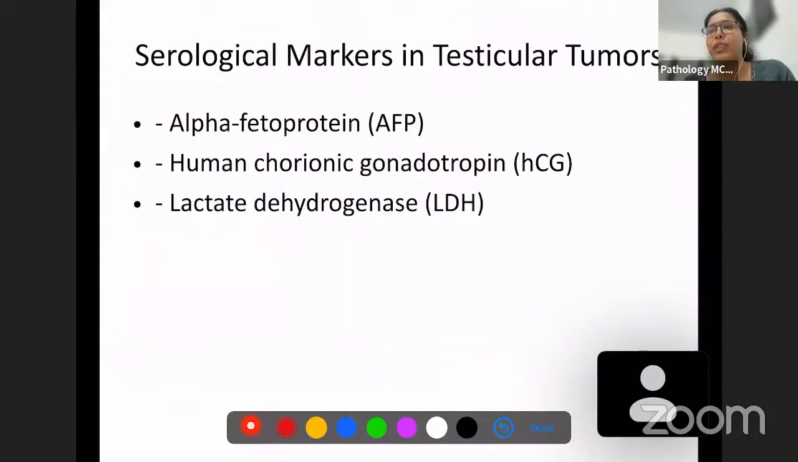Now again we have discussed a few markers, but these are very important markers. They can be asked again and again. So I just included this for review purposes. We have alpha fetoprotein. I already told you in which tumor alpha fetoprotein arises, right? It is yolk sac tumor.